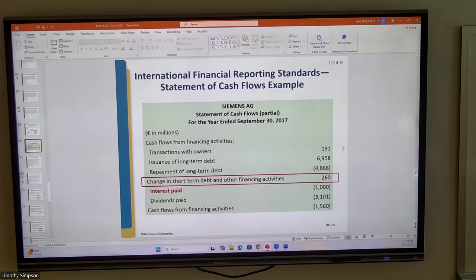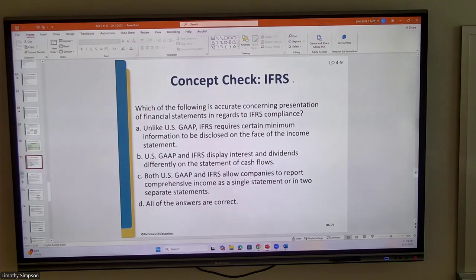We have the statement of cash flows, and we have cash flows from financing activities, which we haven't really gotten to yet, and we're going to get to. There's an element there that is a little bit different, and we have interest there under financing activities itself. All right, real quickly, and I think we're going to be wrapping it up here: which of the following is accurate concerning presentations of statements and recording in IFRS compliance? Unlike US GAAP, IFRS requires certain minimum information to be disclosed on the financing income statement.